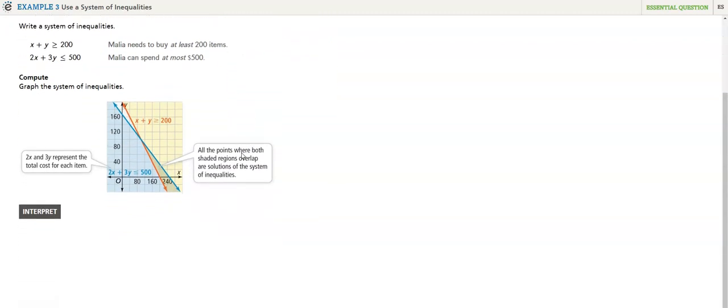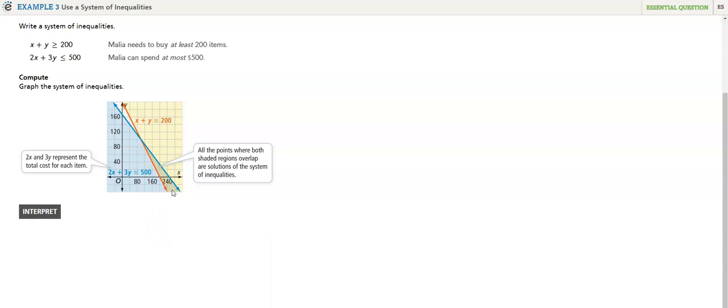Next, what we're going to do is then graph those systems of inequalities. So here, they graphed them, and you can see that there's a tiny little area where they overlap. So Malia only has a couple numbers to work with here. It's not as large of an area as some of our other problems we've seen. Any of the points in here would work.